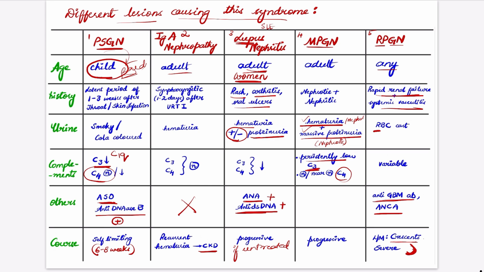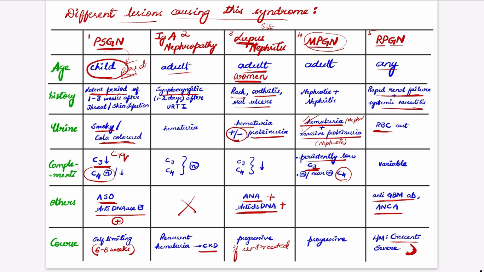For history, in PSGN we have studied the latent period. For IgA nephropathy it is synpharyngitic. PSGN has smoky or cola-colored urine, and RBC casts are present in rapidly progressive glomerulonephritis. MPGN has a mixed picture, which means it should have both hematuria and proteinuria. In lupus, hematuria is always present, while proteinuria may or may not be present.